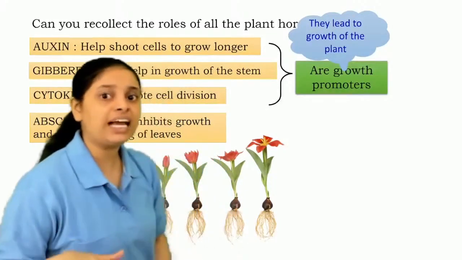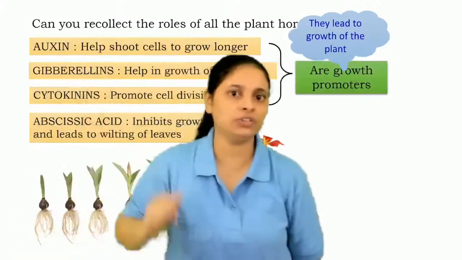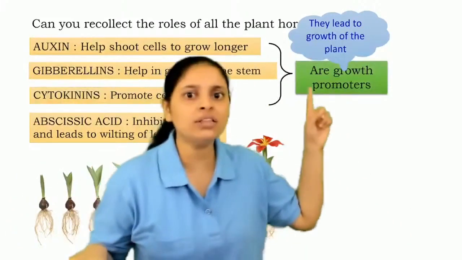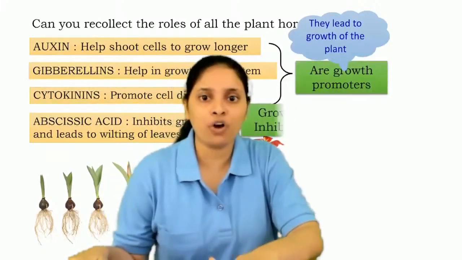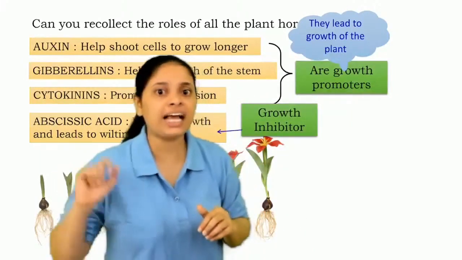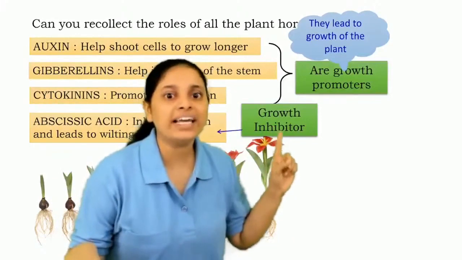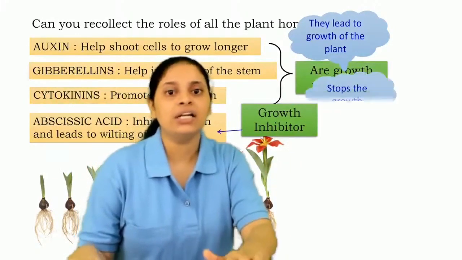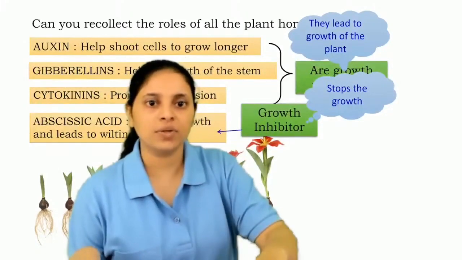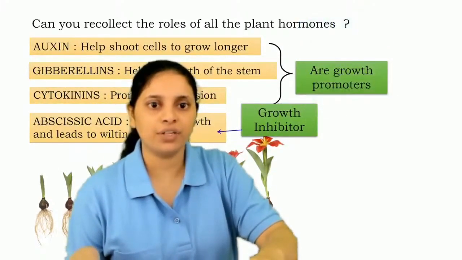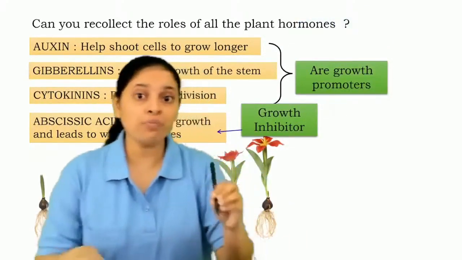Auxin, gibberellin and cytokinin, ये जो तीनों hormones हैं, these are growth promoters. They lead to growth of the plant. And the last hormone, that is abscisic acid, this is a growth inhibitor. It will stop the growth of plant. Okay, very very good.